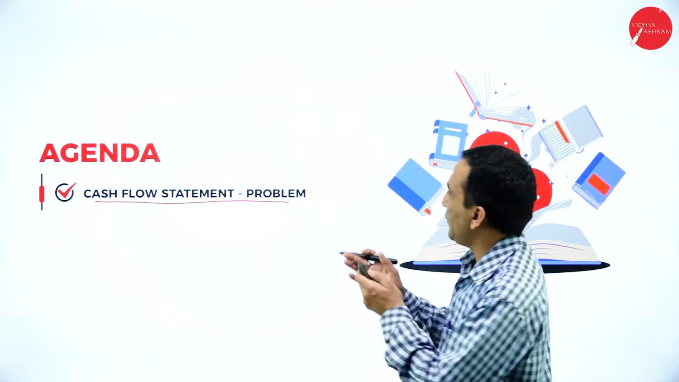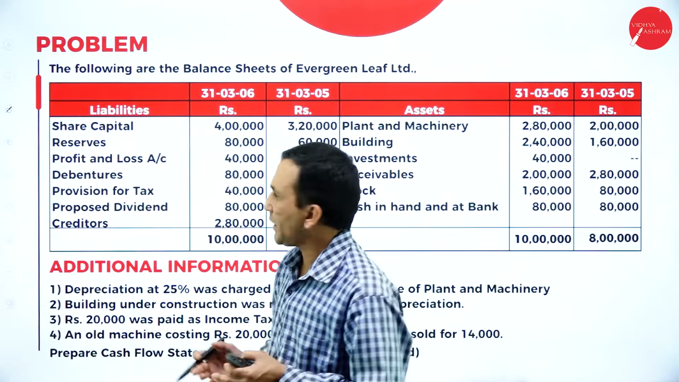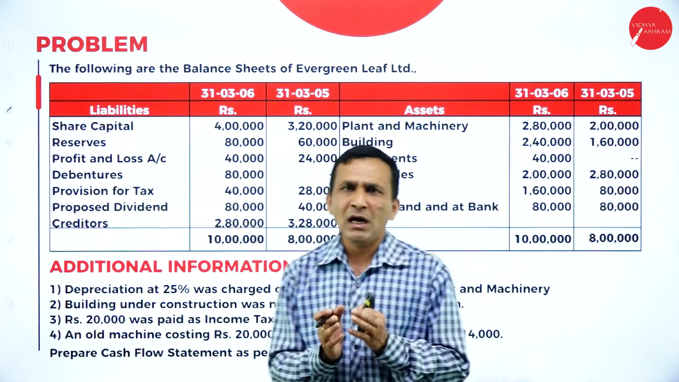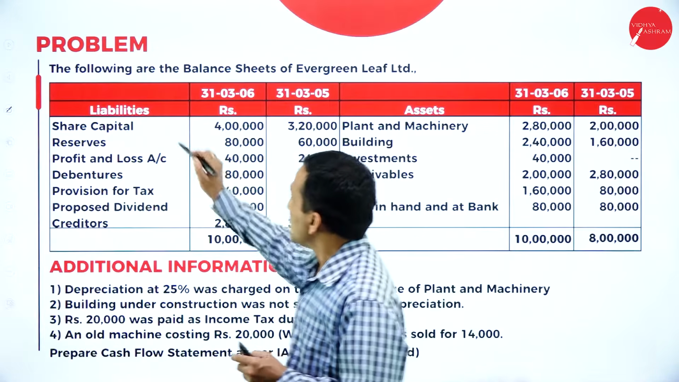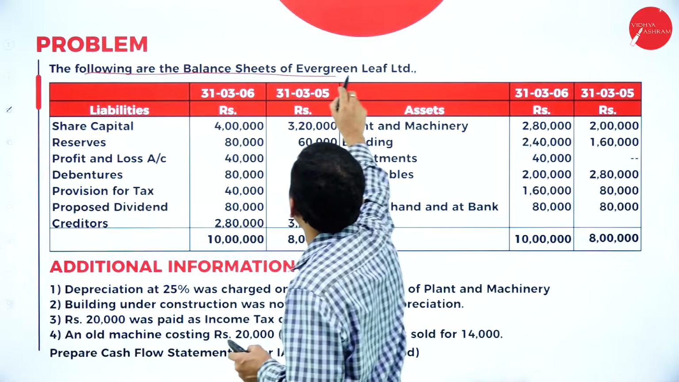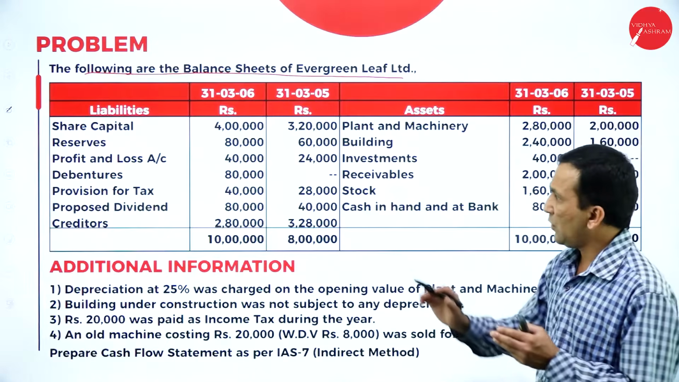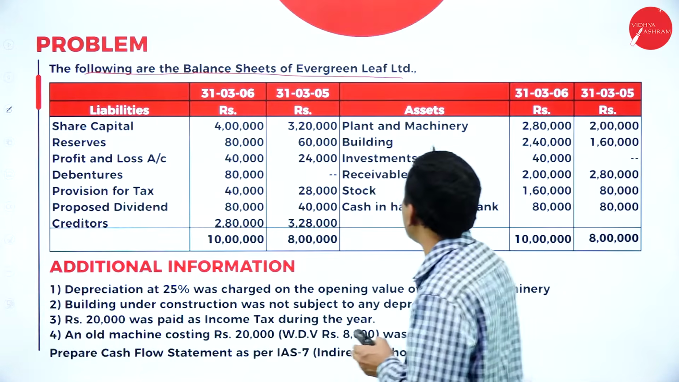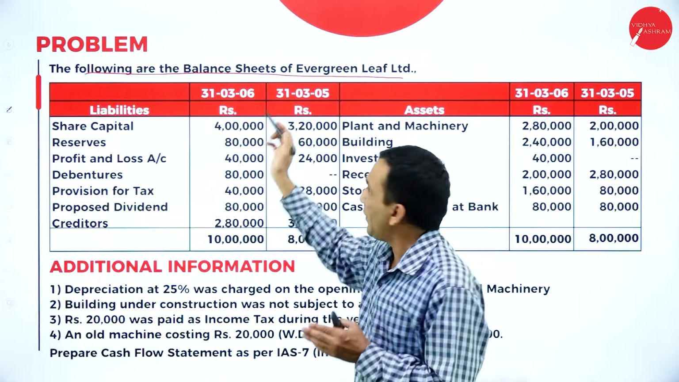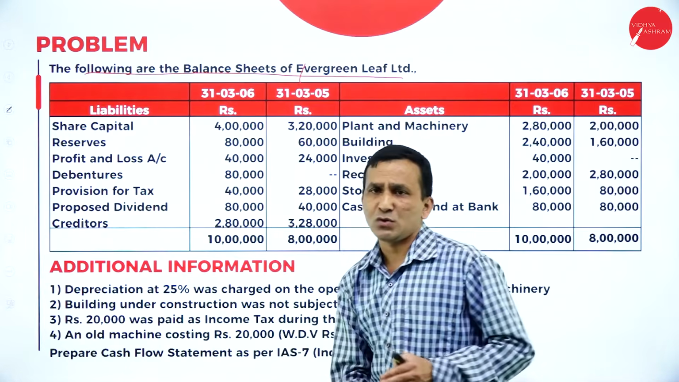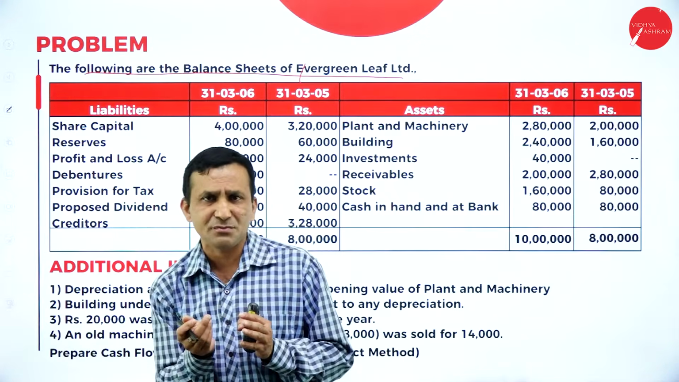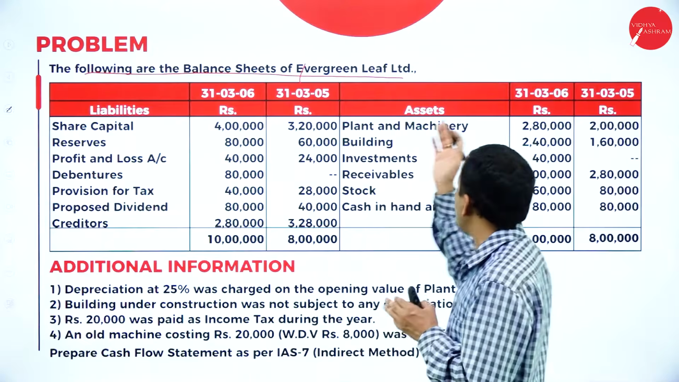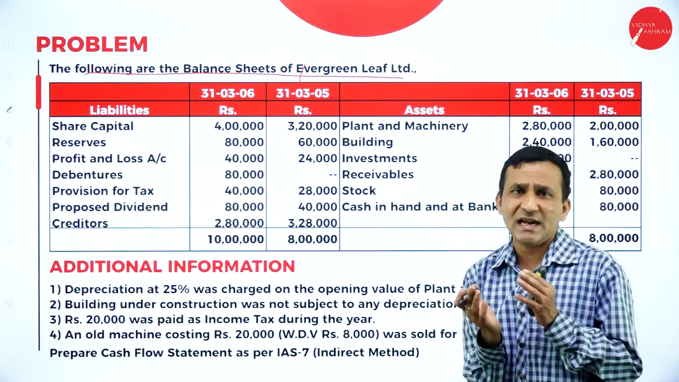In the last session we did just 1 year, and now we are trying to do a cash flow statement for 2 years. Under the indirect method, we get the complete track here. The following are the balance sheets of Evergreen Leaf Limited, with the liability side and asset side. There are 2 years given. We consider 31st March 2005 as the opening date, and the closing date is 31st March 2006. In the asset side also we can find the opening date and closing date.